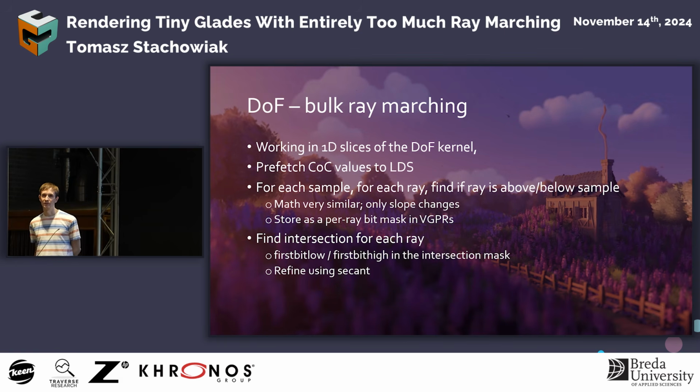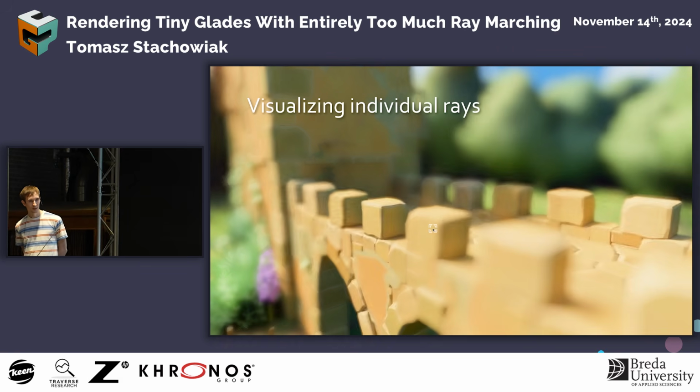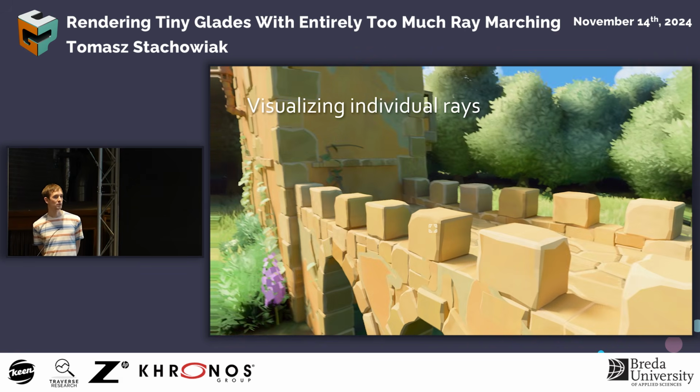And we store per ray whether it has intersected with the surface yet, for each of the steps that we take in the ray marching. We keep a bit mask for each of those ray slopes in VGPRs. Then finding the actual intersection points is just first bit low, first bit high, and then you can find out which is essentially the first intersection. And then we can also refine that using a second test. So now we have a way to do bulk ray marching, and it's essentially still the full ray marcher, just optimized.